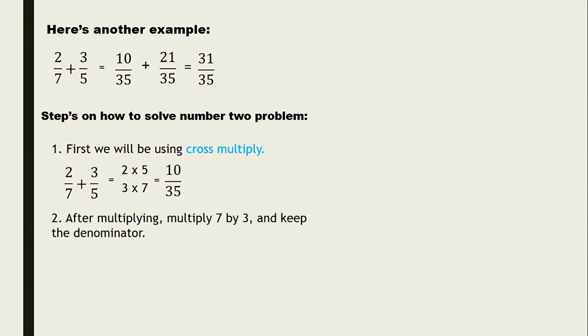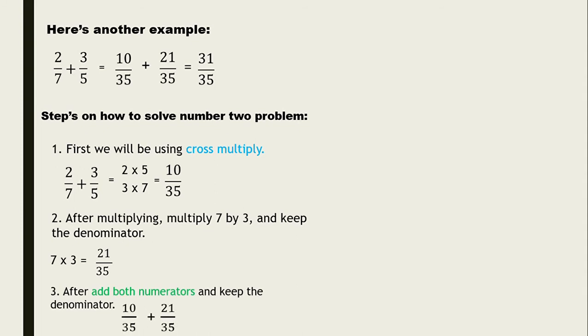So after multiplying, multiply 7 by 3 and keep the denominator. So you will keep 35. You know 7 times 3 is 21, and then keep 35 as the denominator. So remember the 10 and 35, and 21 and 35. Then add both numerators and keep the denominator.